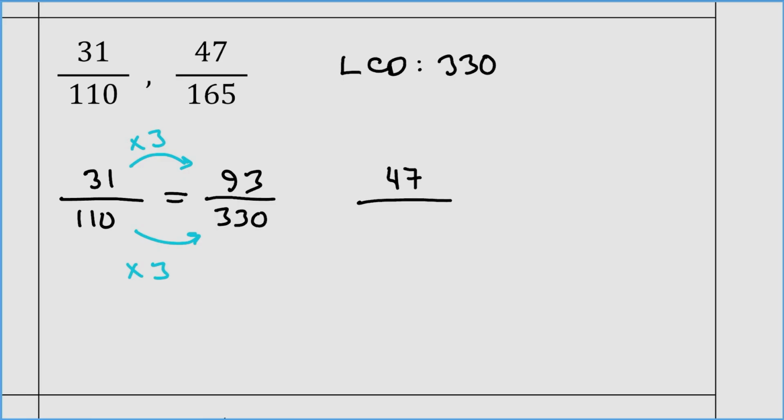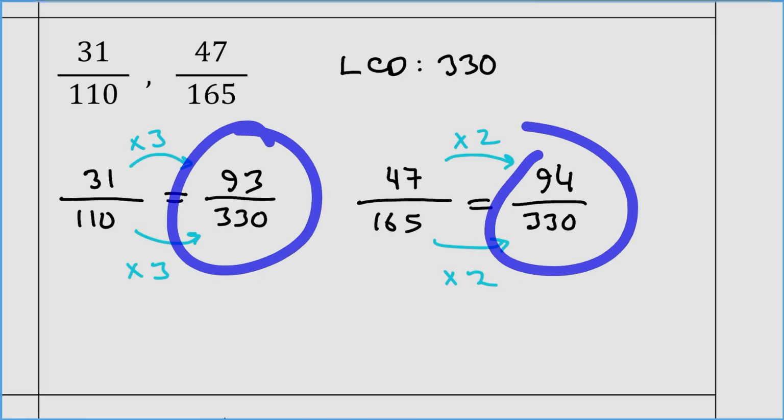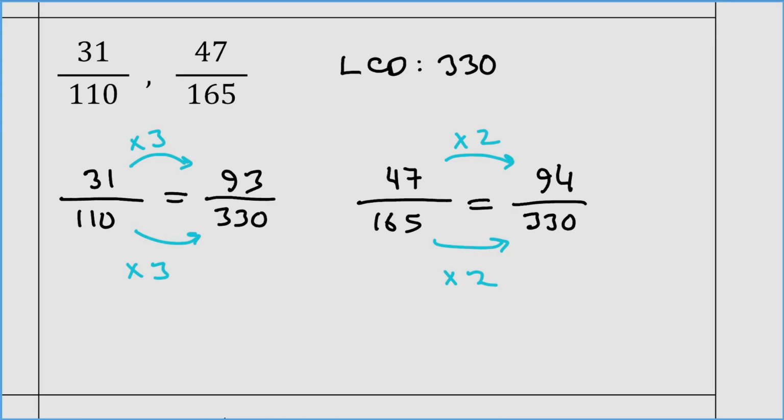47 out of 165. Change that to 330. That's multiplied by 2 times 2 times 2 times 2. And that is going to be 94. 94. All right. Oh, look at that. Whoa, that was close. That's a good problem. One had 93, but the second one had 94. So 47 out of 165 is just a little bit more than 31 out of 110. That's a good one. That's a good problem.